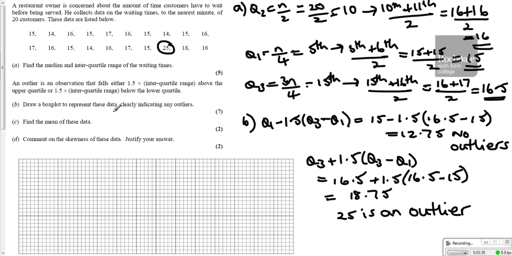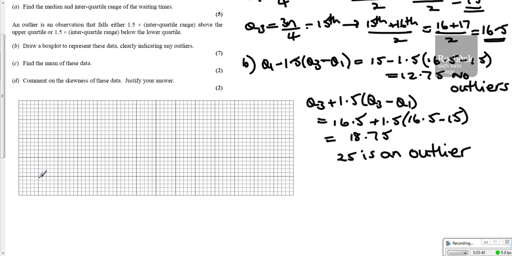Draw a box plot to represent these data, indicating any outliers. Okay, so I think the lowest item of data was 14. So I'll just quickly label the scale. You draw in a straight line here along the bottom for the scale, and then we've got 25 as an outlier. So I'll just go a little bit past that. Okay, so lowest value, if you look back at the data, was 14. The highest value was 25, that was an outlier.